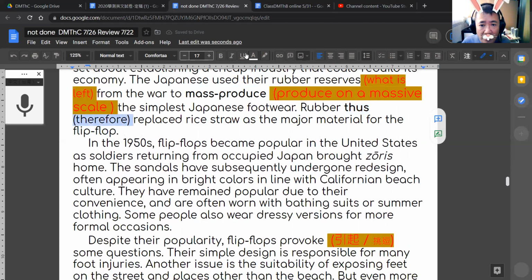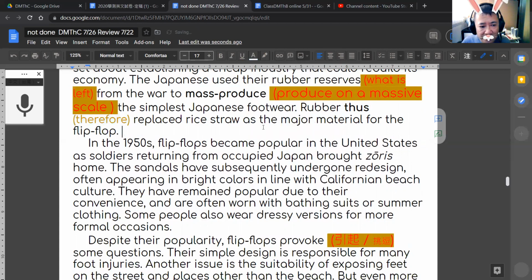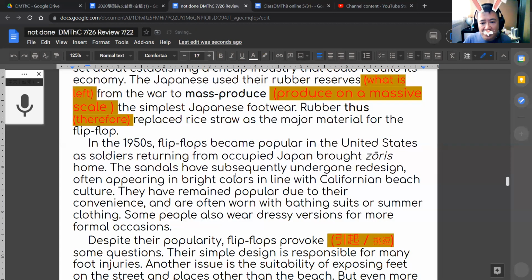Getting more and more vocabulary words, but that's okay. Take it easy, a little bit at a time, right? Rubber thus replaced rice straw as the major material for the flip-flop. So remember, Japanese sandals used to be made from rice straw, that woven material. But because of the war and they had lots of rubber, they used rubber instead, and thus giving us our modern sandals.